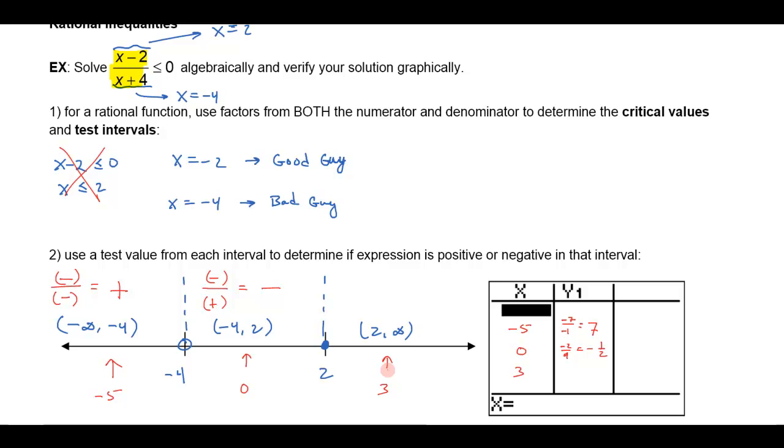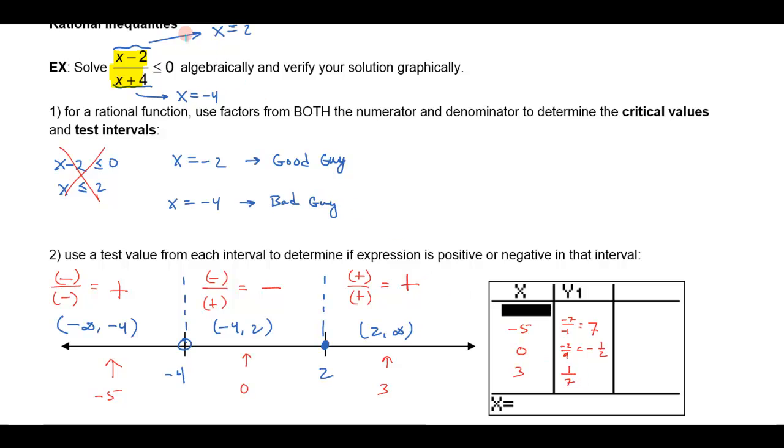Same thing when I plug in 3. I'm going to get 3 minus 2, something positive in the numerator, and 3 plus 4, something positive in the denominator. Positive divided by positive is something positive. If I wanted the exact value, I'd get 1 on top, since 3 minus 2 is 1, and 3 plus 4 is 7. 1/7 is greater than 0.